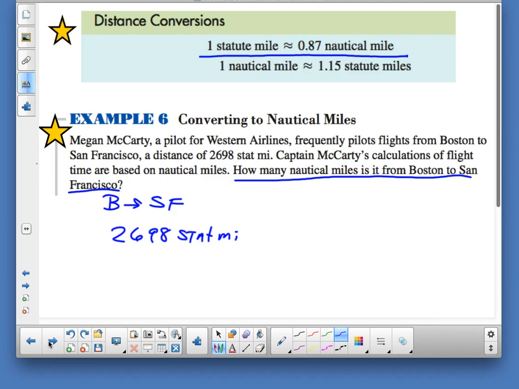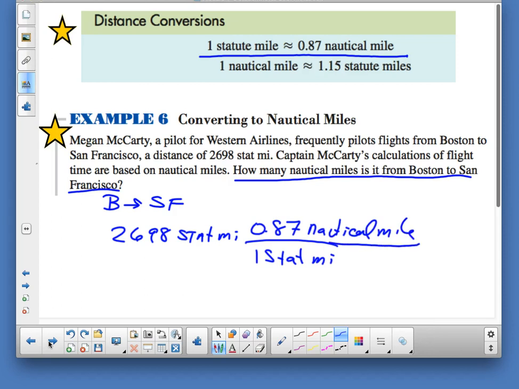You ready? I want to get rid of stat mile. Go! That's it. Just a little stoichiometry, very small compared to the last one we did.